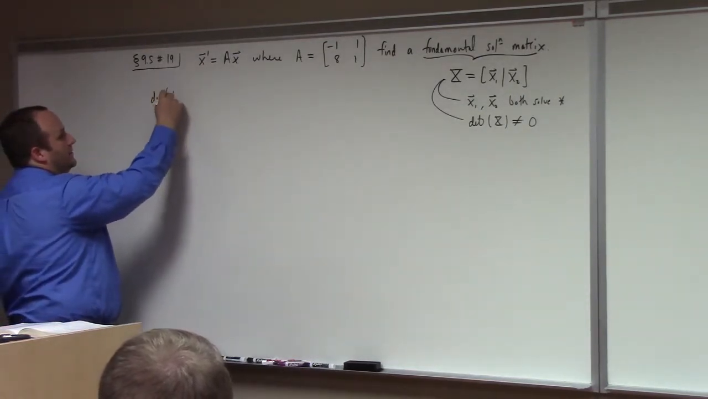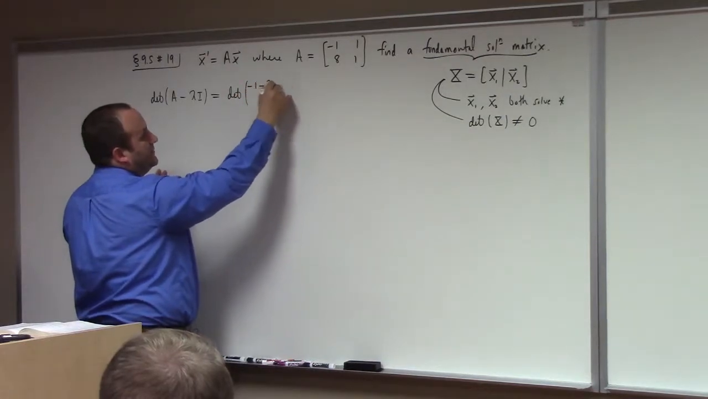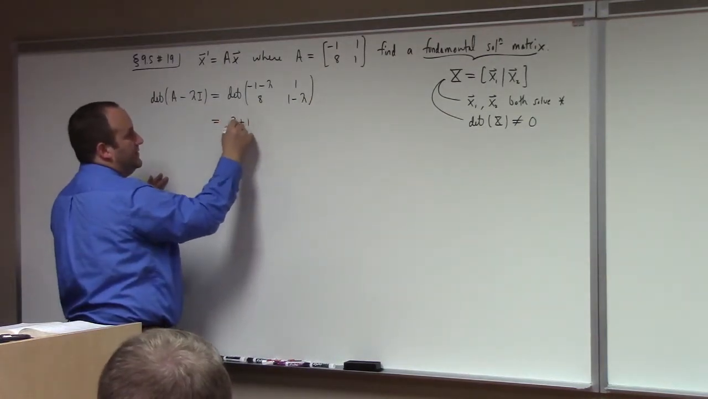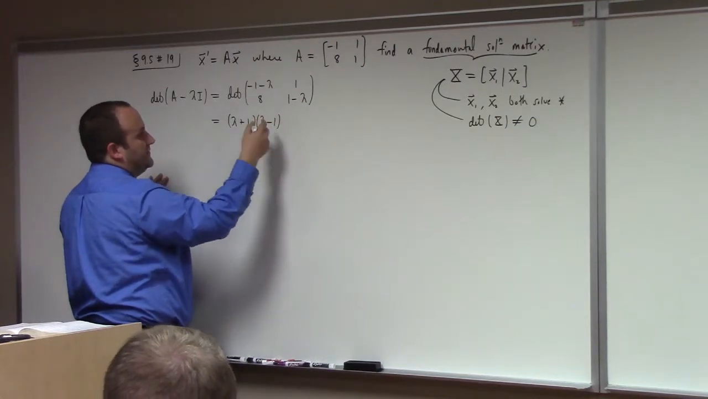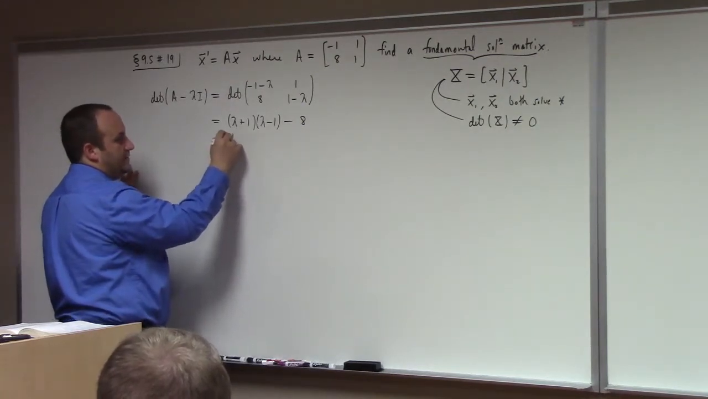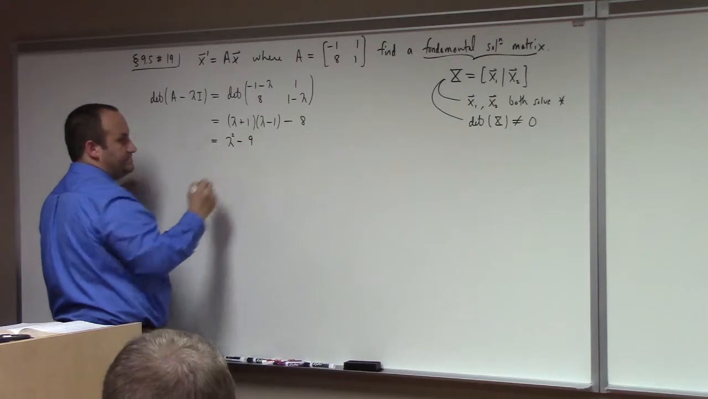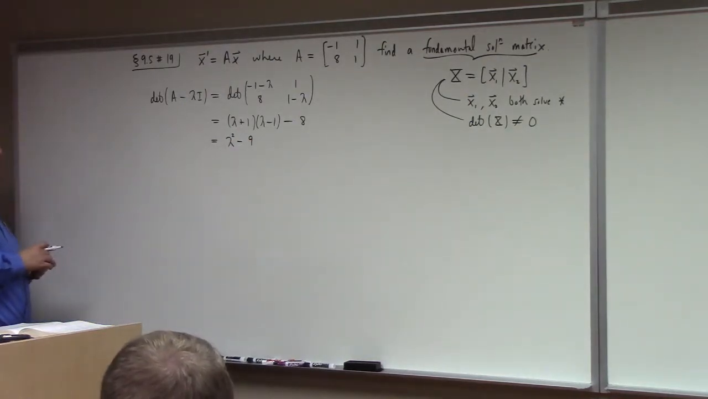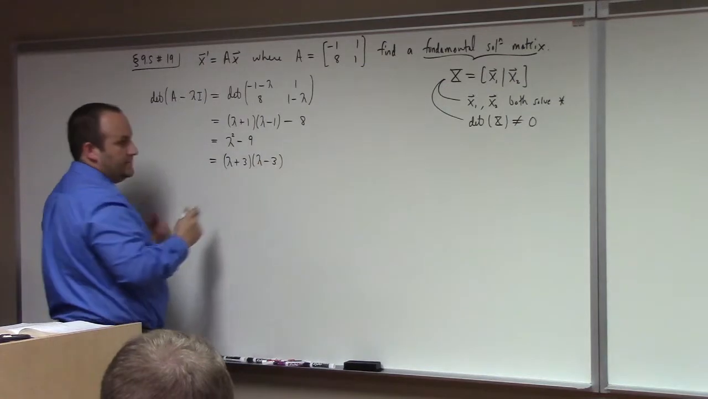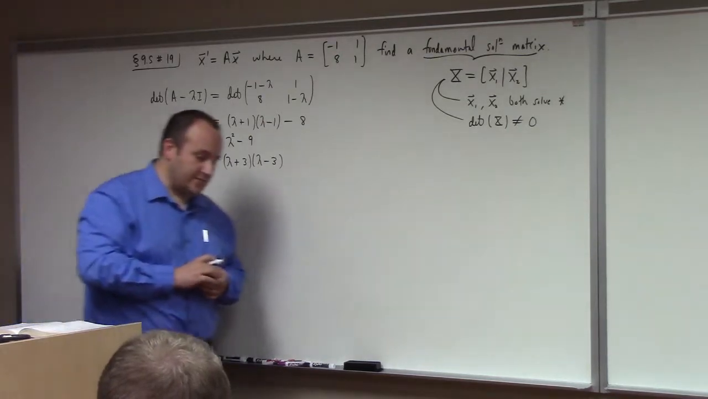The determinant of A minus lambda I is the determinant of minus 1 minus lambda, 1, 8, 1 minus lambda. That's lambda plus 1 times lambda minus 1. I just distributed the minus, and then minus 8. Let's see here, what we got? We got lambda squared plus lambda, minus lambda, minus 1, minus 8. So altogether, lambda squared minus 9. Of course, that factors, right? So this is lambda plus 3 times lambda minus 3. And so we can find the eigenvectors corresponding to those eigenvalues, right?